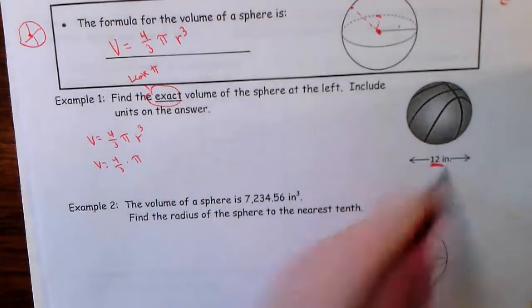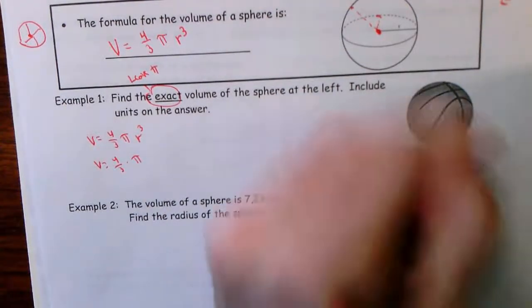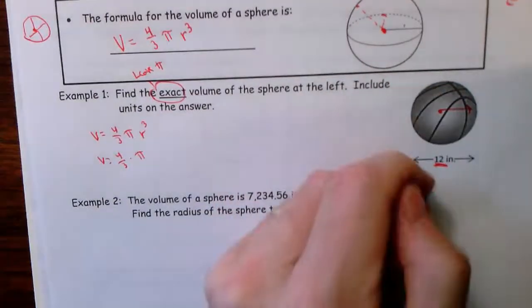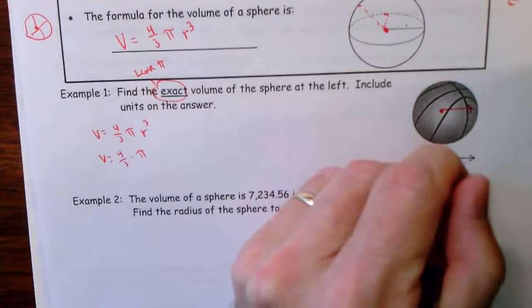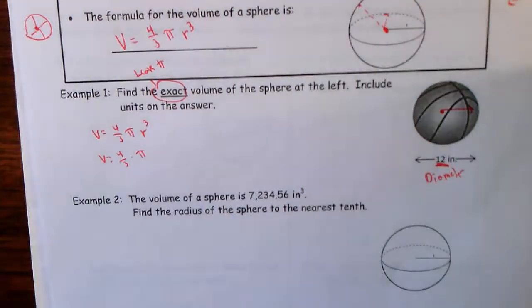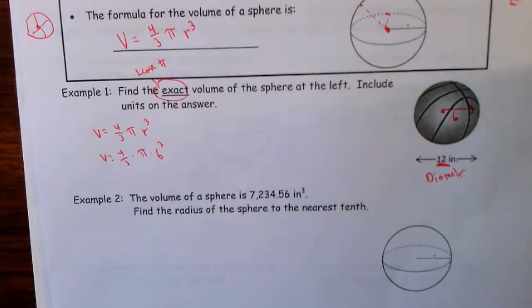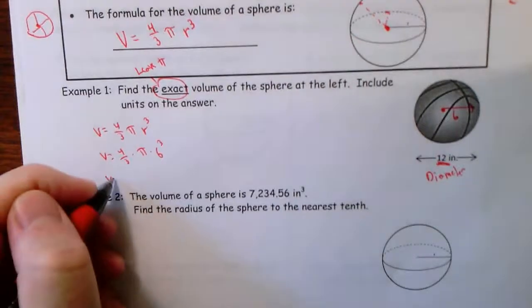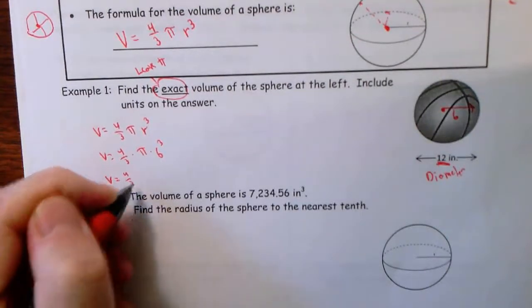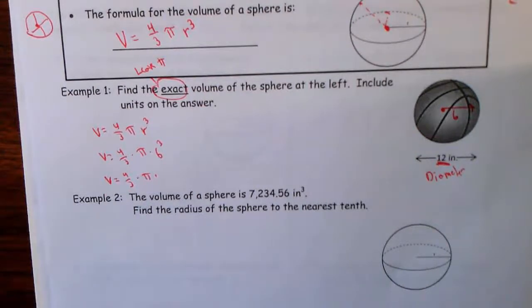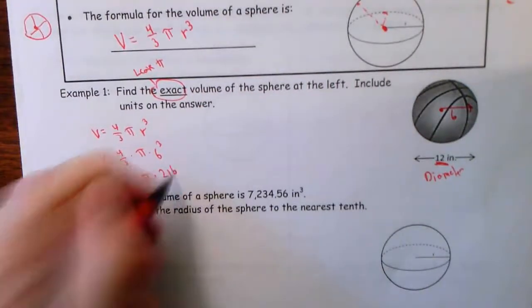Now, is this the radius? The radius goes from the center to the edge. This is actually the diameter, right? So if the diameter is 12 going all the way across, the radius would be 6 then, right? So back in my formula, I would have 6 to the 3rd power. So the volume would equal 4/3 times pi, and I would do 6 to the 3rd power on my calculator, and get 216.